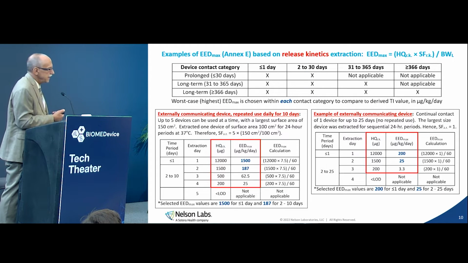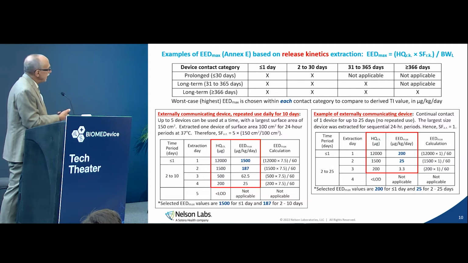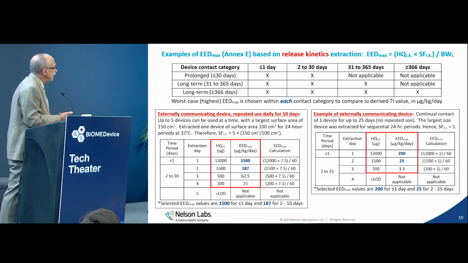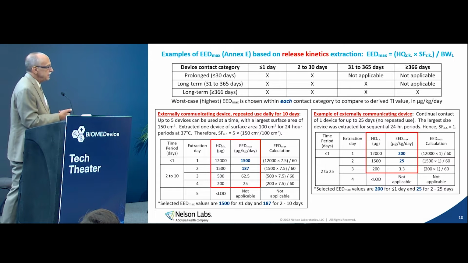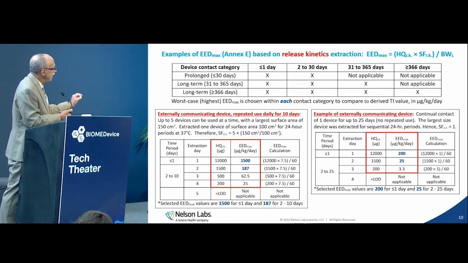Next, if you had release kinetics, those are the 24-hour sequences of extraction that are talked about in this standard. You essentially do a similar 4-part calculation, but you have time points of 24 hours to take advantage of that. On the left, externally communicating device, repeated use daily for 10 days. Up to 5 devices can be used at a time. Again, you have that scaling factor. Multiply the amount detected on the first 24-hour extraction times the scaling factor divided by 60 kilogram. That is the amount on extraction day 1.